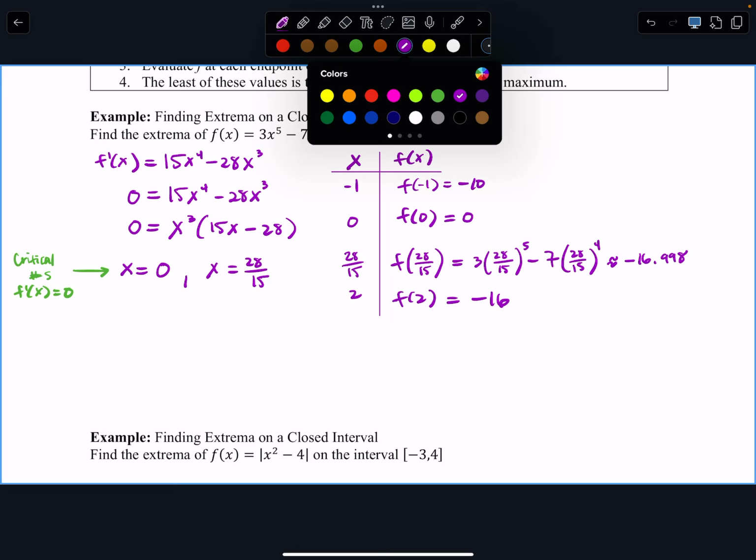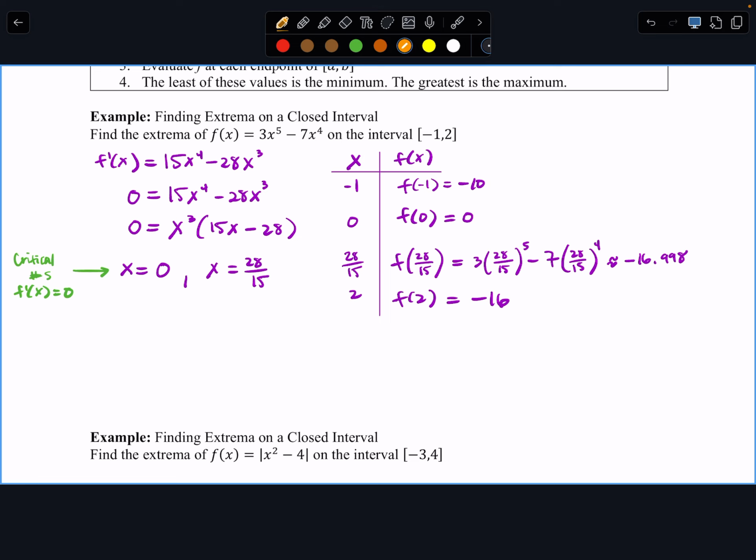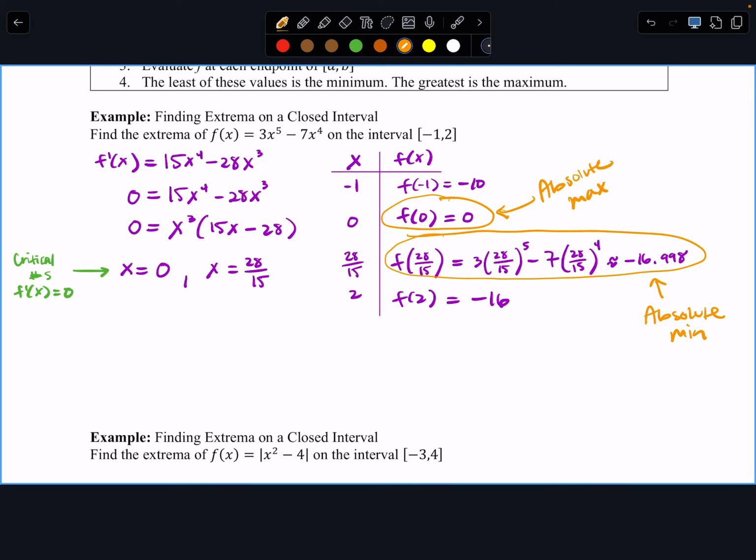So, what's the absolute minimum? Yeah, here's our absolute minimum. And then the absolute maximum is 0? If you were asked for the location, you could describe the ordered pair, but if you're just being asked to find the extrema, that's find the absolute maximum and find the absolute minimum. It just refers to the function values.